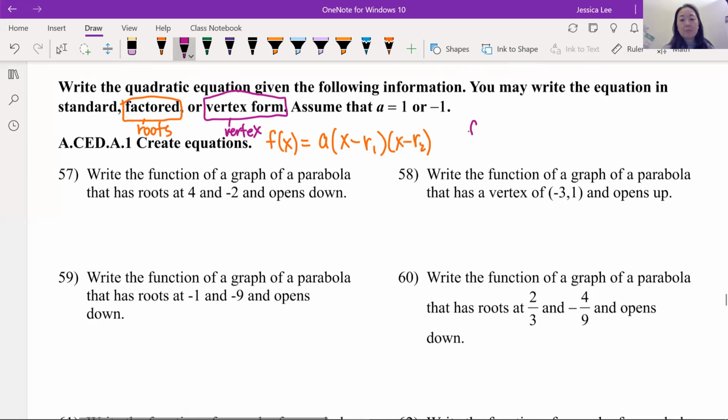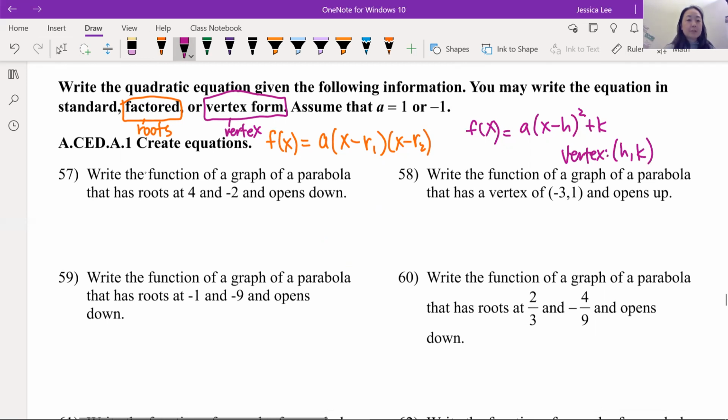And vertex form is going to be f of x is equal to, what is it equal to? A times x minus h squared plus k. There we go. So h and k, just as a quick reference, is the vertex, hk. Okay, so there you go.